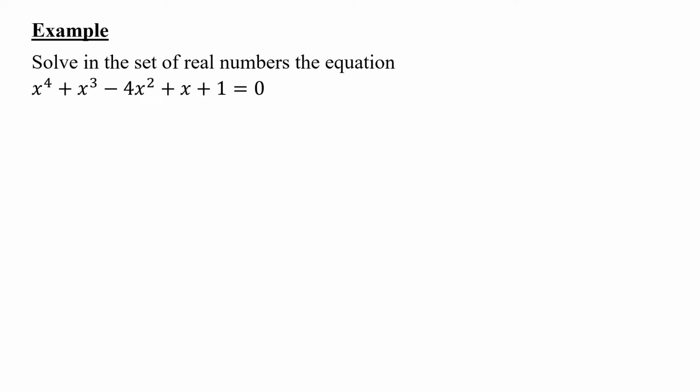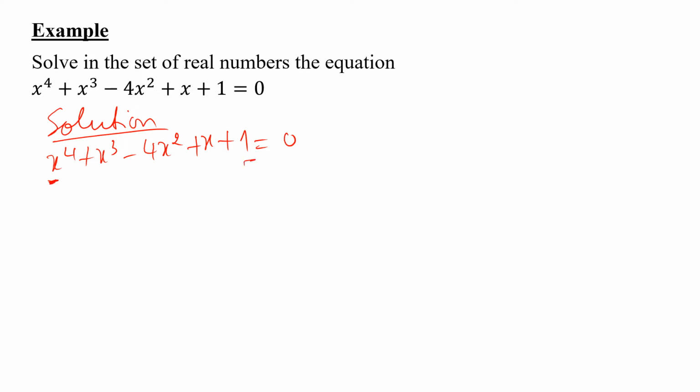Example: solve in the set of real numbers the equation x power 4 plus x power 3 minus 4x squared plus x plus 1 equals 0. Solution. Our equation is x power 4 plus x power 3 minus 4x squared plus x plus 1 equals 0. As you see, this one is a reciprocal equation because the coefficient of x power 4 is 1, then you have 1 here, the coefficient here is 1, even here it is 1. Okay, then we need to follow those three steps.